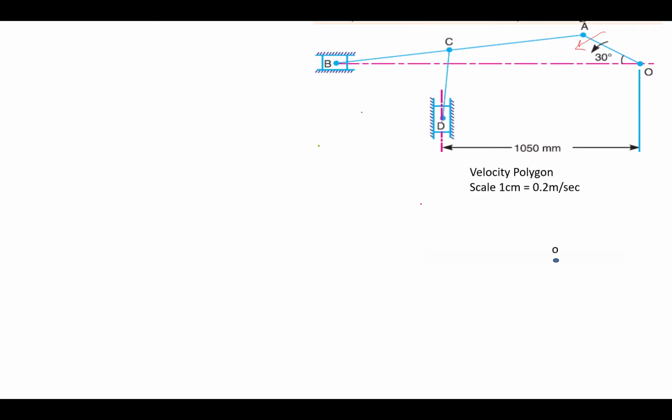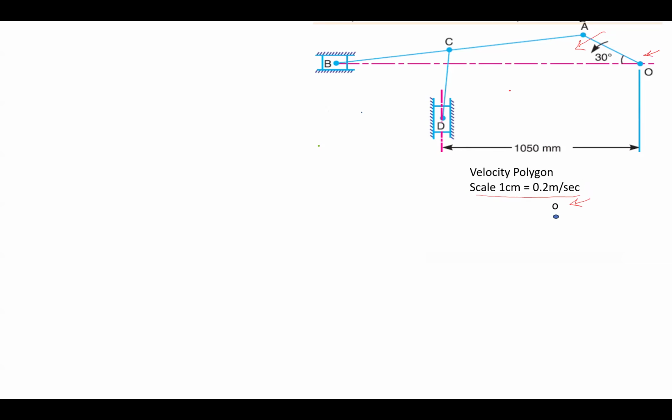So first locate the pole. Poles are the fixed points from your space diagram. So here the fixed point is O. So we are locating the pole as O in the space. Before that, we have assumed the velocity scale of 1 centimeter equal to 0.2 meter per second.